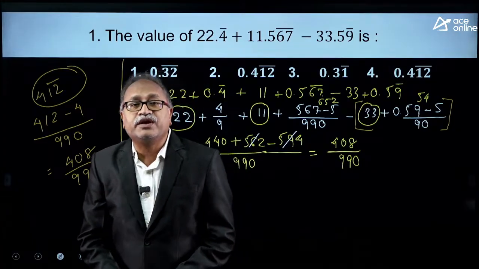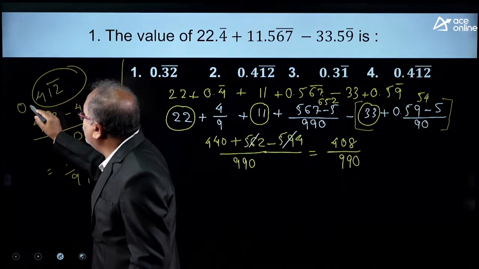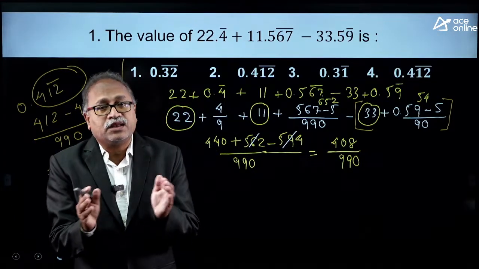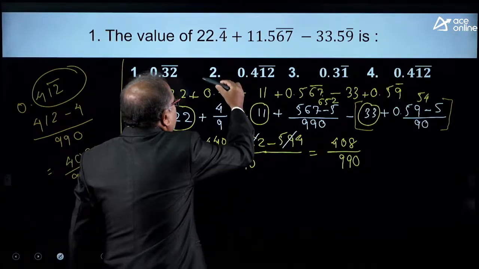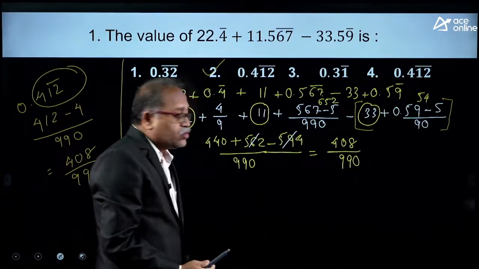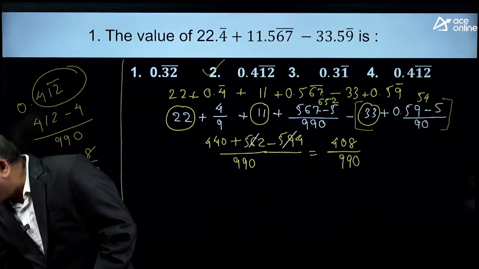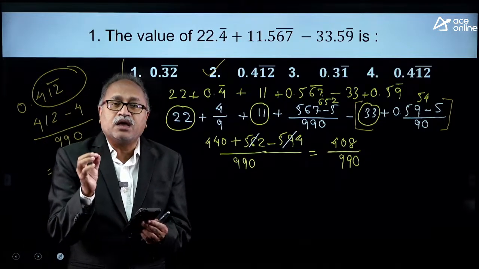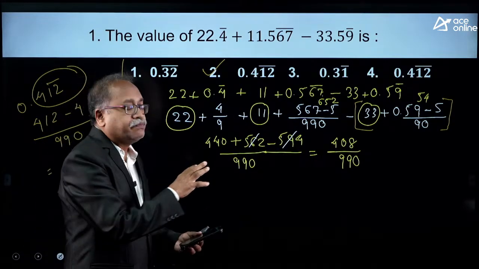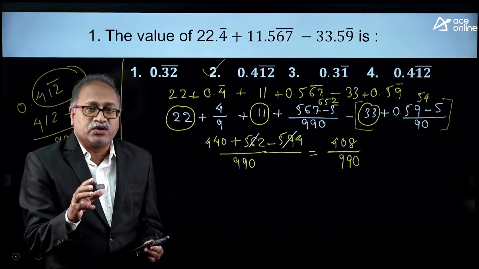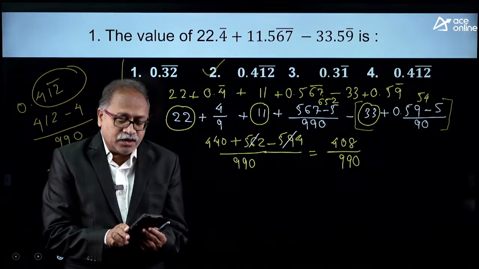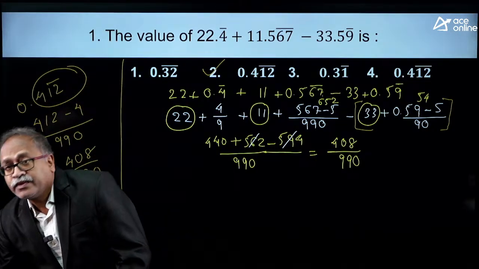My answer is 0.412, and the bar is on 1 2. Therefore my option choice is 2. Did anyone answer the question? Or at least I hope you understood the explanation part. I explained it in the shortest possible way. Okay, my dear friends? Fine.